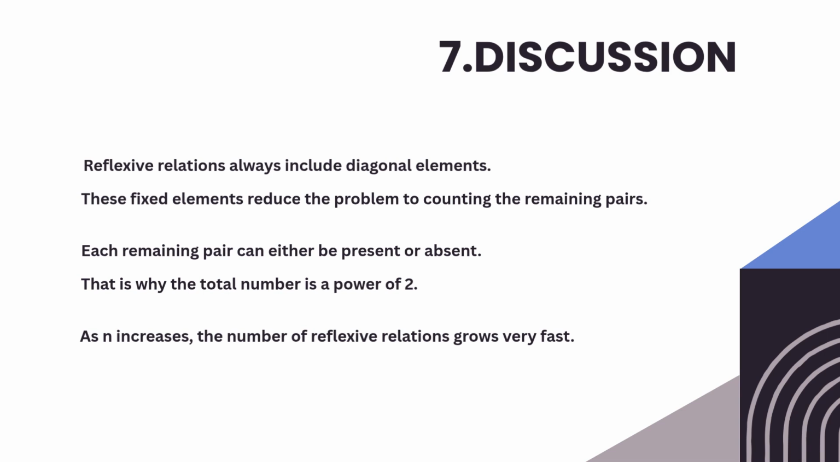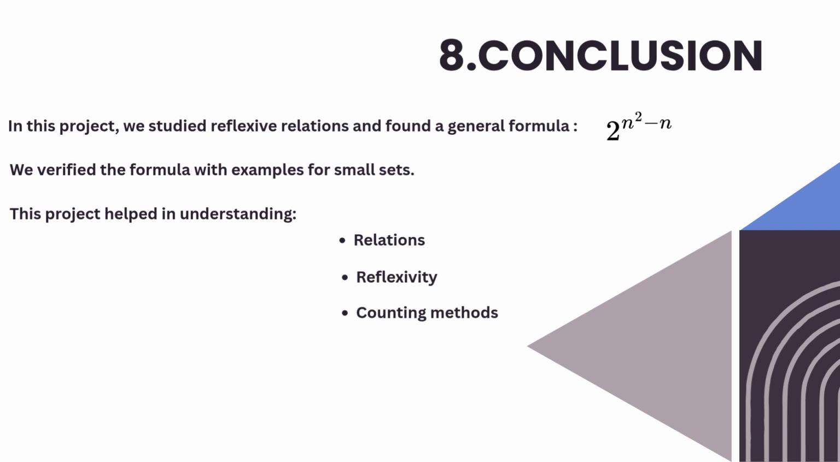In conclusion, the project helped us understand reflexive relations and how to count them. We found the general formula 2 to the power n squared minus n, which tells us the number of reflexive relations on a set with n elements. We also verified this formula using small examples, which made the concept easier to understand. Through this project, we learned not only about relations and reflexivity, but also about counting methods in mathematics. Overall, the study shows how a simple rule can lead to a clear formula and a deeper understanding of mathematical structures.